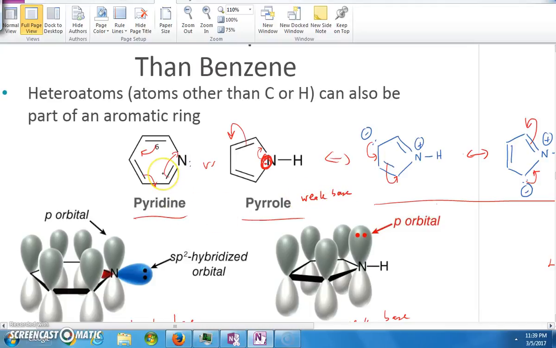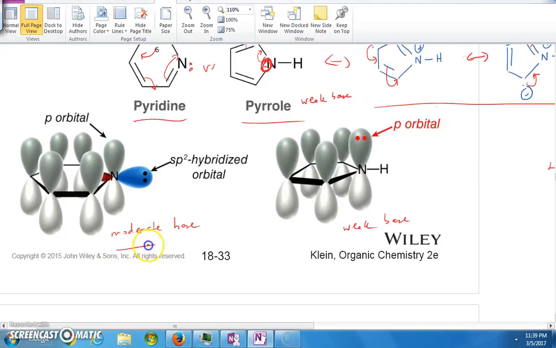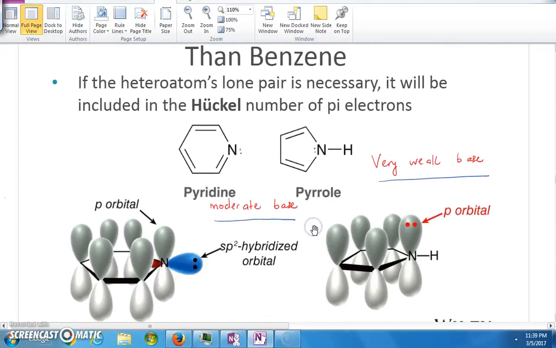On the other hand, pyridine is already aromatic, and so this lone pair of electrons does not participate in resonance, and it can be utilized as an electron source, making it a moderate base. If the heteroatom's lone pair of electrons is necessary, it should be included in the Huckel number. But in this case, it's not necessary, and so this can react as a moderate base. However, this one is necessary because it can be used to make it aromatic, which we saw in the previous slide.